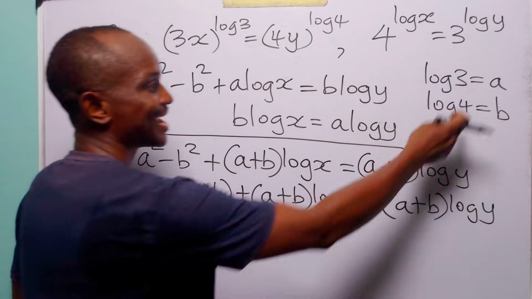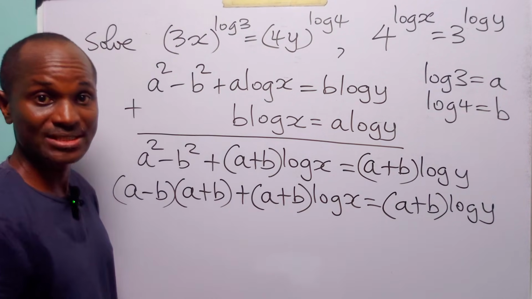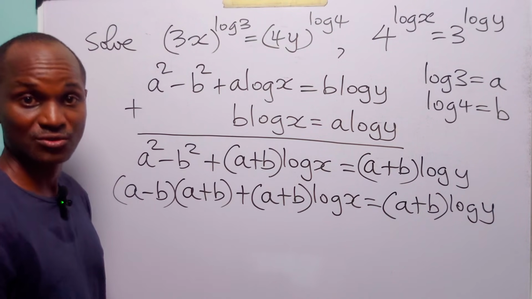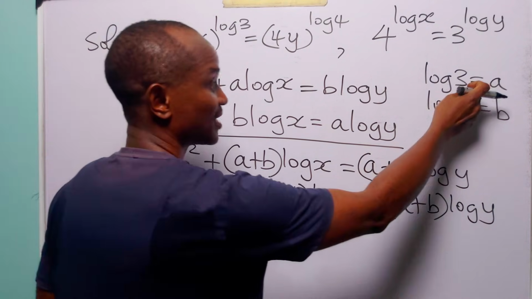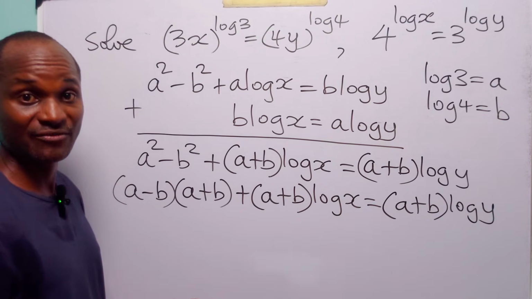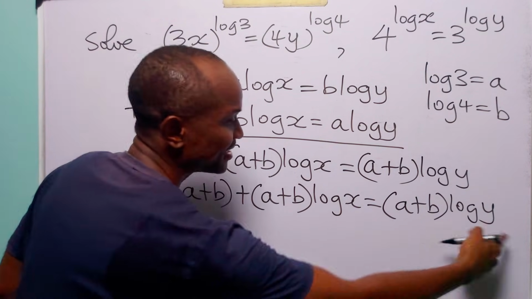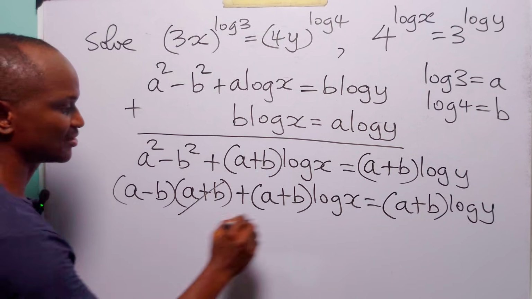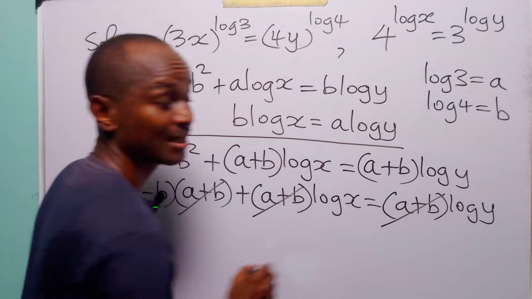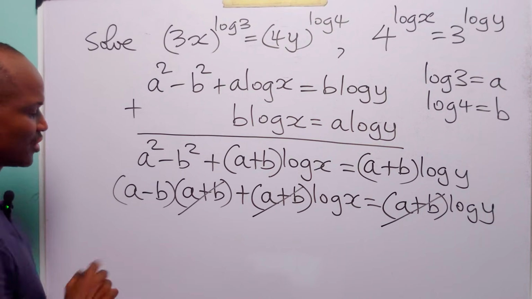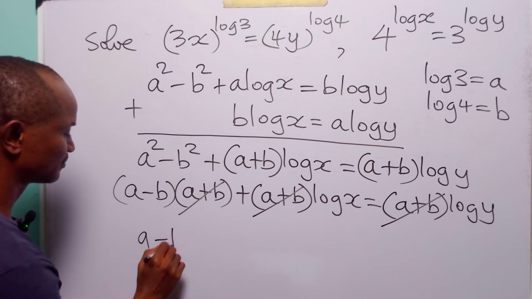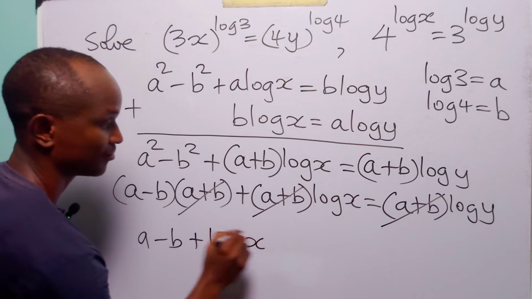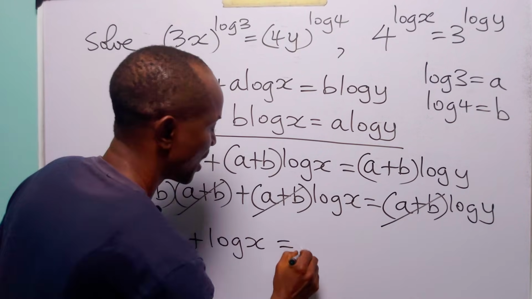Now remember that A and B are constants, and there is no way that A plus B will be equal to 0 because both A and B are positive constants. So we can divide through this equation by A plus B. When we do that, this goes, and that goes, leaving us with A minus B plus log x is equal to log y.